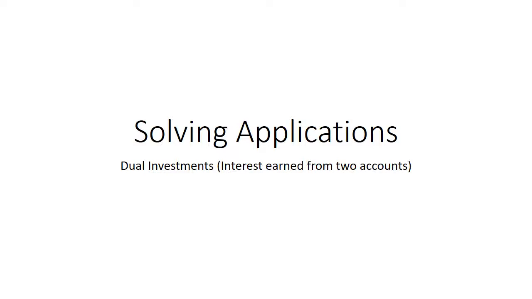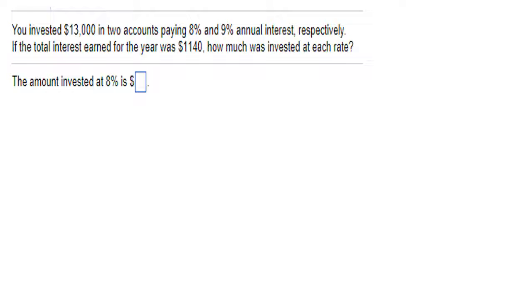Now let's talk about dual investments. This would be an application problem in which you have interest earned from two separate banking accounts. Here's the scenario. You have $13,000 that you're going to put into two separate accounts. So the $13,000 is what you start with.